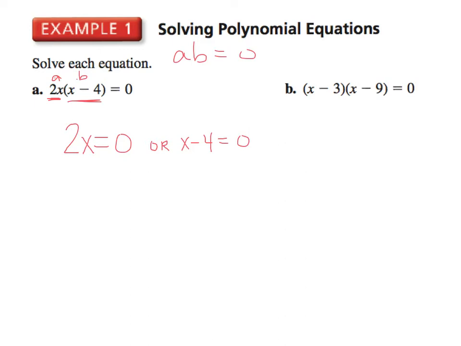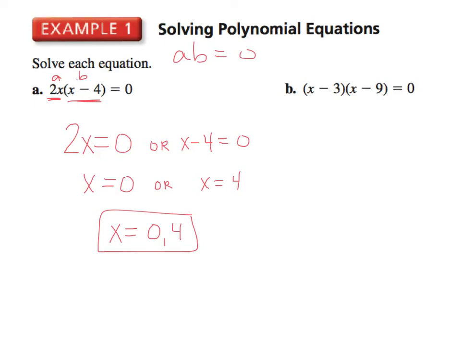You now solve both really easy equations. If I divide both sides by 2, x is going to be 0. Or if I add 4 on both sides, x is going to be 4. So you could say the roots are 0 and 4. You can write this as your answer: x equals 0 or 4.